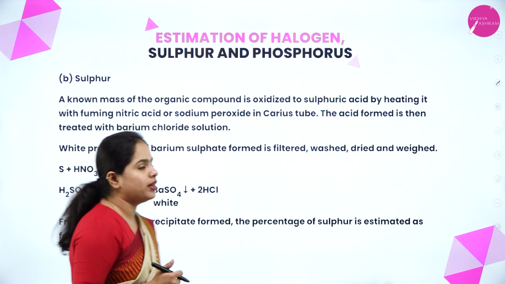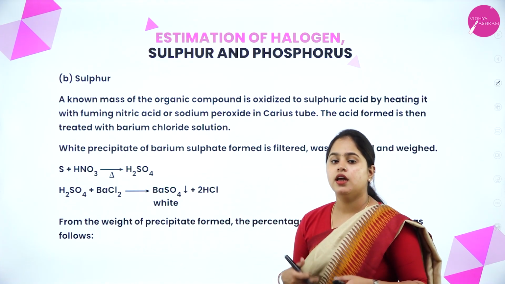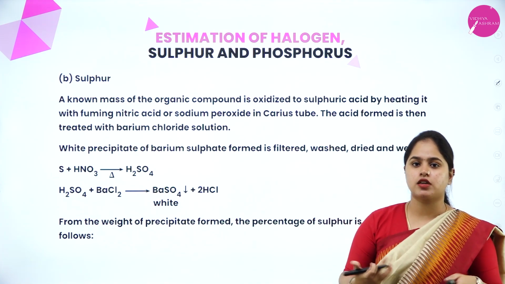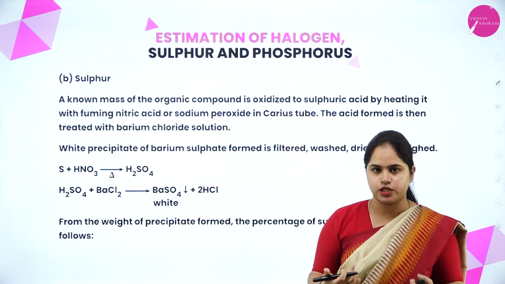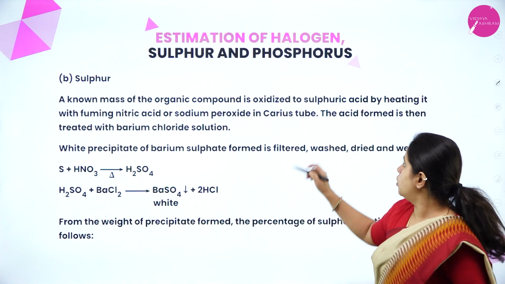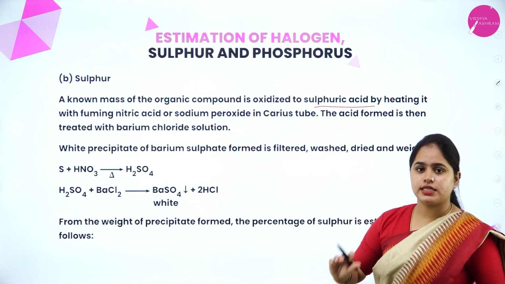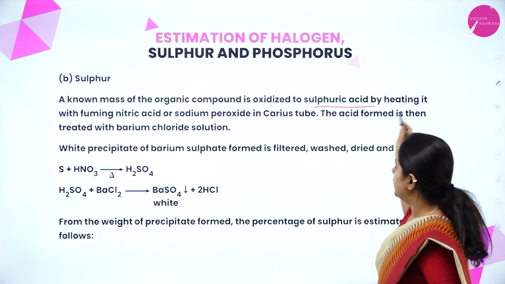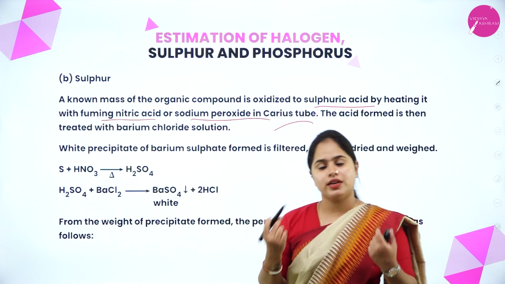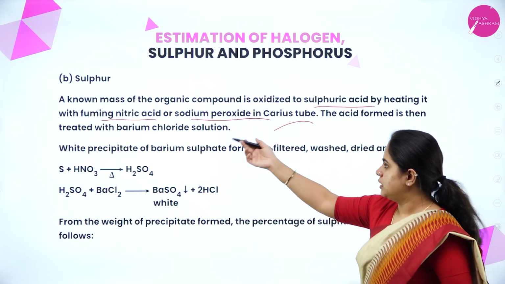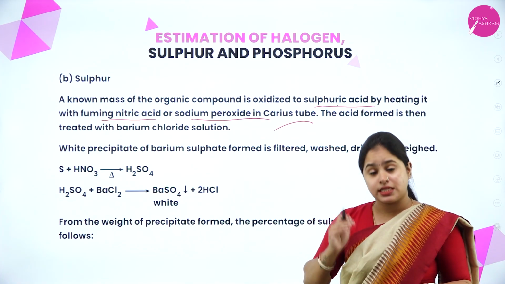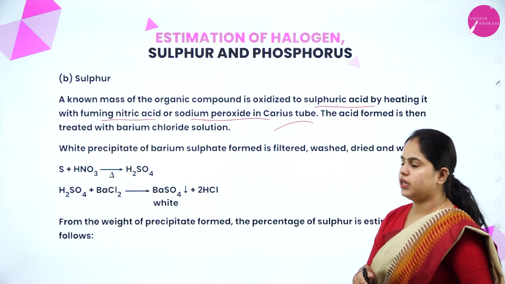Now moving on to the next one, that is detection of sulfur. We are going to estimate the amount of sulfur. So what do we do again? The method is called Carius method. We will be conducting it in a Carius tube. A known mass of organic compound is oxidized; sulfur is oxidized to sulfuric acid by heating it with fuming nitric acid or sodium peroxide in the Carius tube. So what will happen? The sulfur will be converted into sulfuric acid.